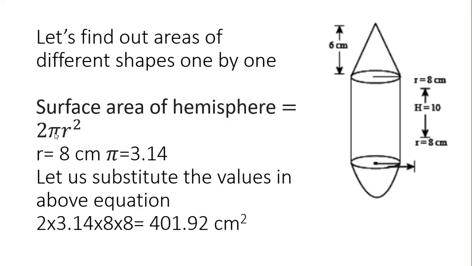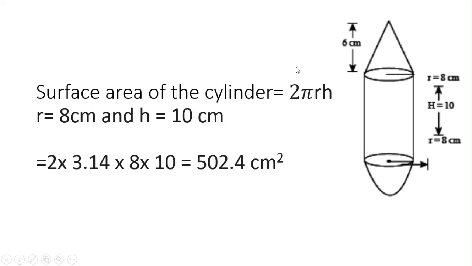Now, the surface area of the cylinder. The surface area of the cylinder is 2 pi r h. Pi value we know, r is the radius given, and h is the height of the cylinder given. So I am substituting the values: 2 into pi into r into h. After simplifying, we get 502.4 square centimeters.